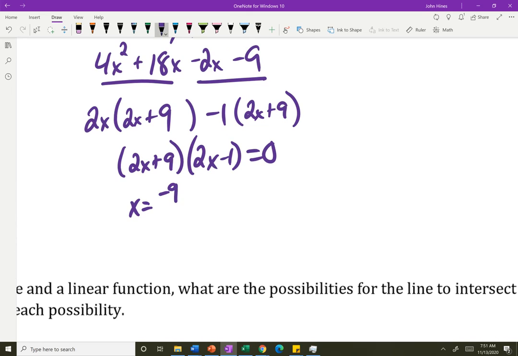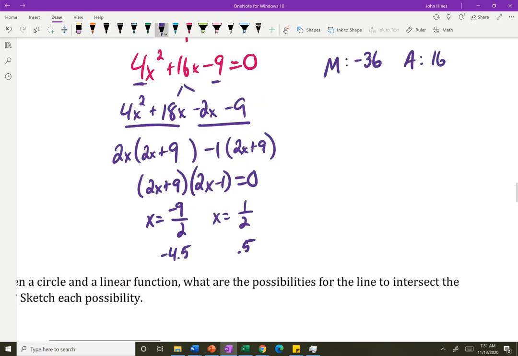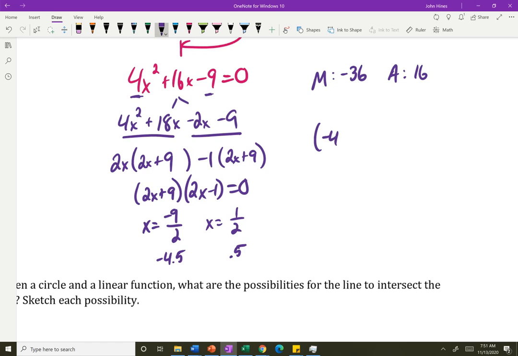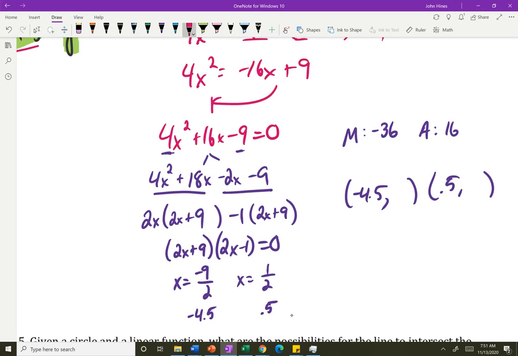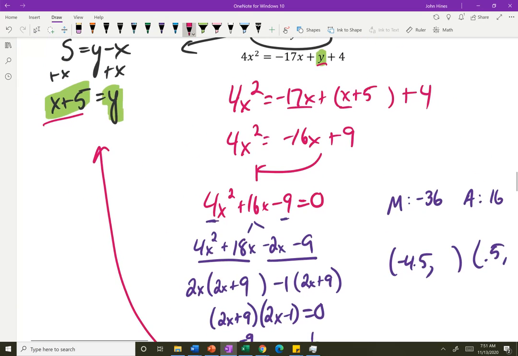x equals negative 9, but I've got to divide it by 2. Or x equals positive 1, but I've got to divide it by 2. I think decimals might make a little bit more sense here, negative 4.5 and 0.5. That's x, negative 4.5 and 0.5. I now need to find their y values. How do I do that? We plug it in. We take those values and go all the way back to the beginning.